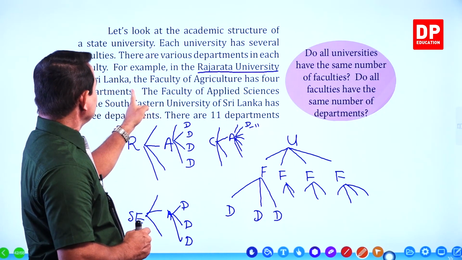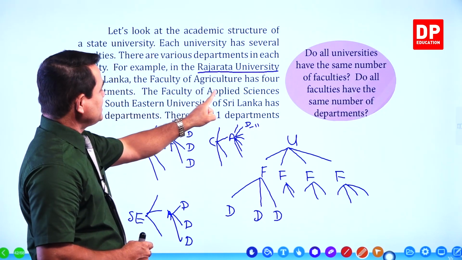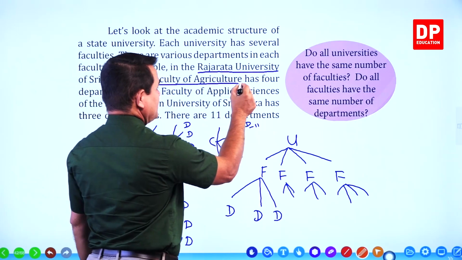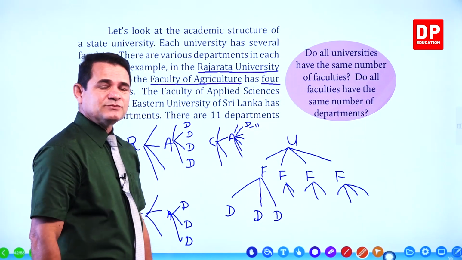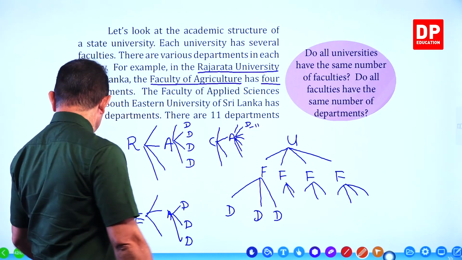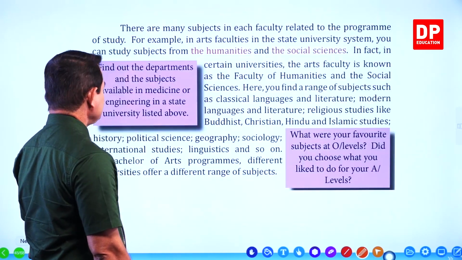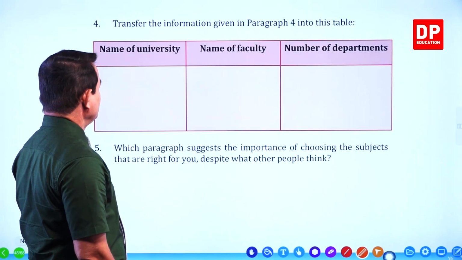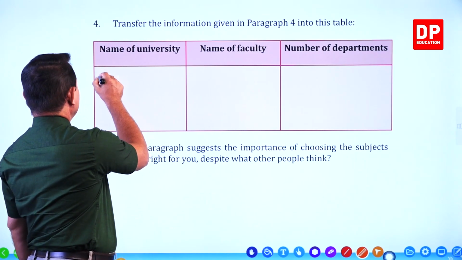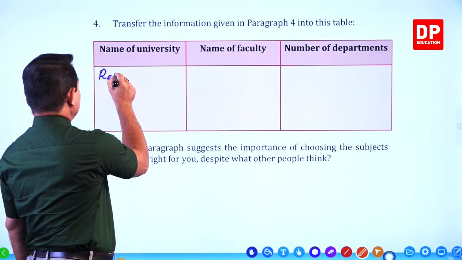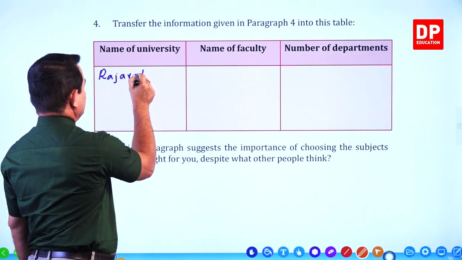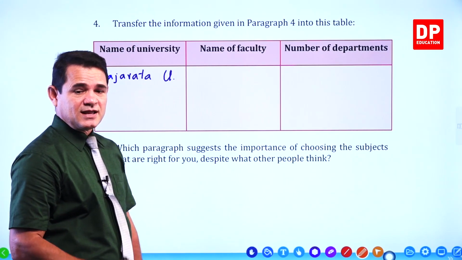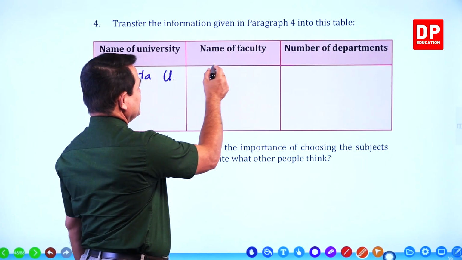Of Sri Lanka, the Faculty of Agriculture has 4 departments. Faculty of Agriculture has 4 departments. So this is what you have to mention in that table. Let's go to the table and see. The first one, then you can write Rajarata University and Faculty of Agriculture. Name of faculty?